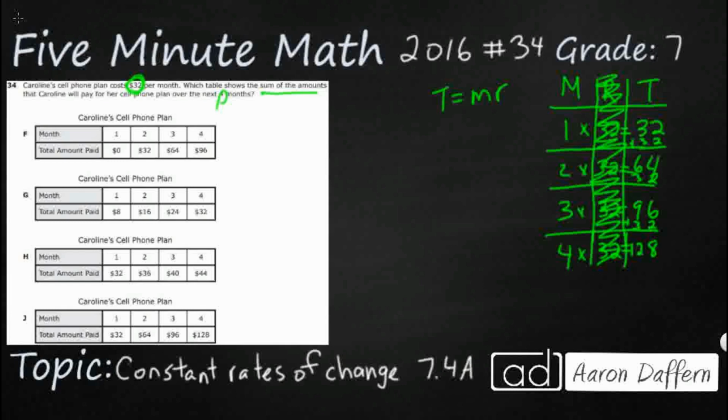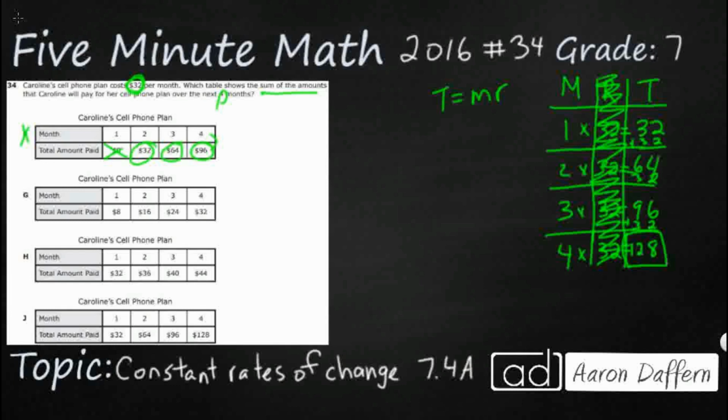F, the first month, $0 paid. Yeah, you don't get a free month in cell phone plans. The first month is $32. So that's not going to work. Other than that, it looks great, right? 32, 64, 96. We're going up by 32s. That's good, but notice on their month 4, we're at 96. They're $32 short. Should be 128. So you don't get that first month for free.